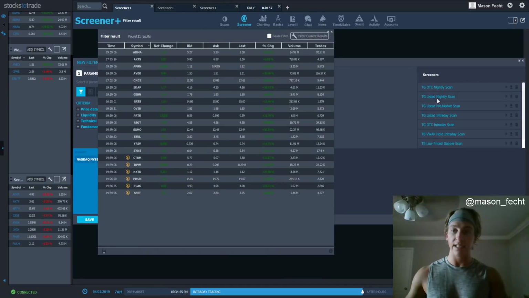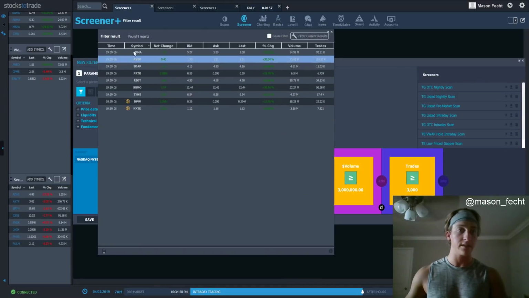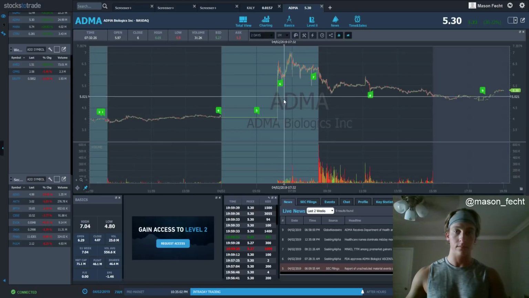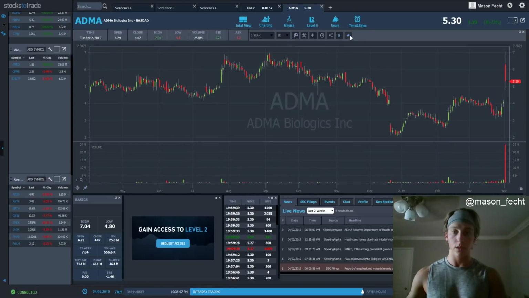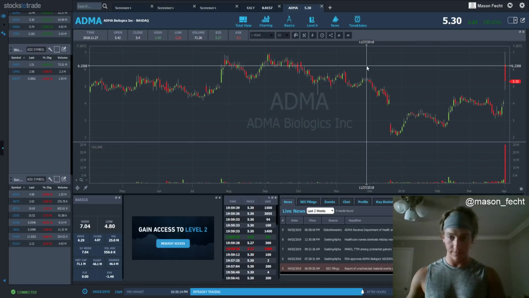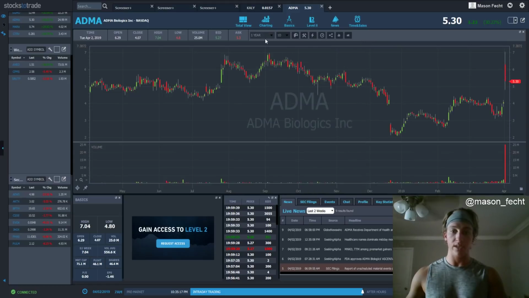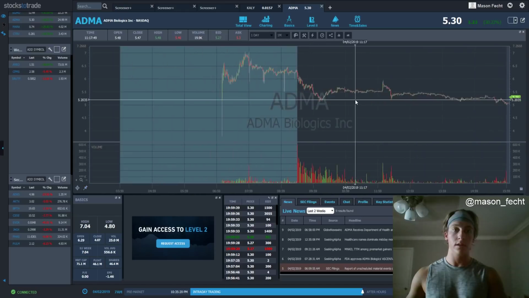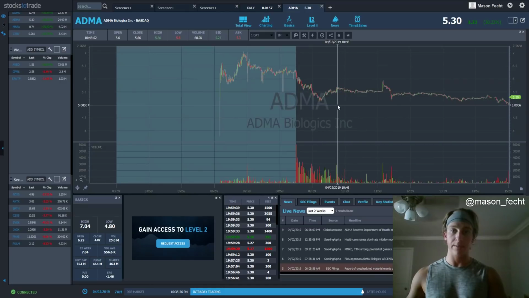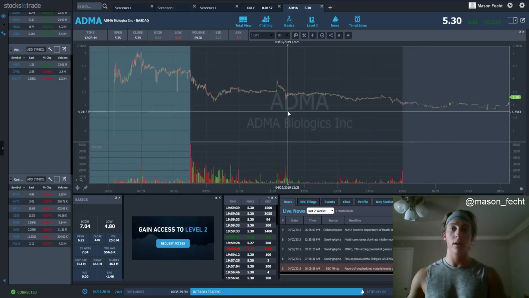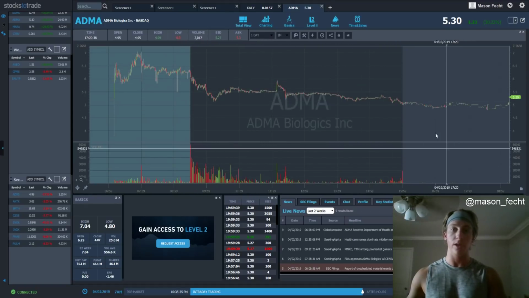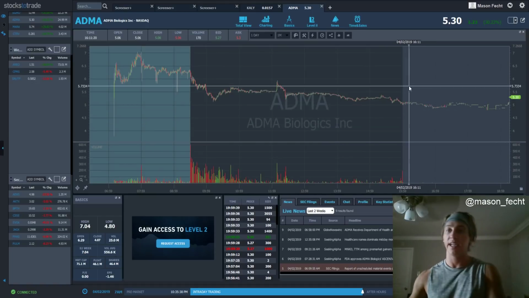So now for the nightly scans, I'm going to start with the listed stocks. We have ADMA. So this stock had FDA approval. They released that press release during pre-market. It went up a lot during pre-market, but took a dip at the open and was never able to reclaim that 630-ish area. It just kind of faded a little bit all day. Didn't necessarily get crushed, but just faded.